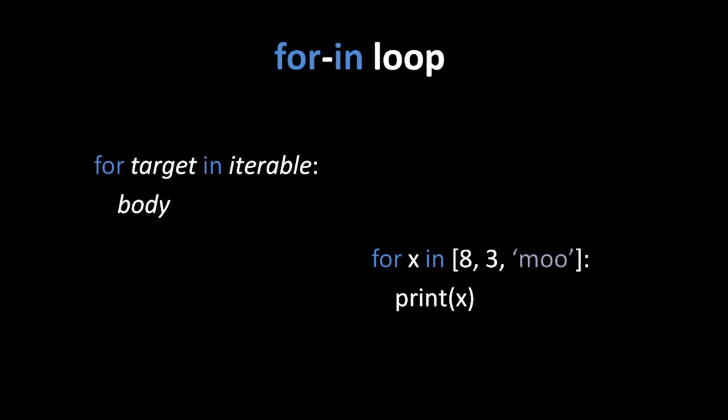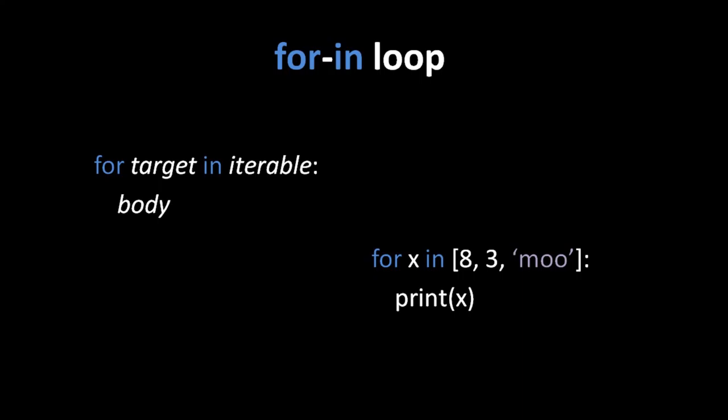And then followed by an iterable, which is some expression which returns an iterator or some object from which can be produced an iterator using the iter function. So most commonly a sequence like a list or a tuple, or occasionally a map like a dictionary. And then of course at the end of this header line you have a colon denoting the end of the header, followed by a body of statements indented underneath. What happens in the for-in is that the body is executed, and in each run of the body, the target is assigned each successive value of the iterable. So here, for example, for x in with an iterable, which is a list with the values 8, 3, and a string moo, and then in the body we print x.